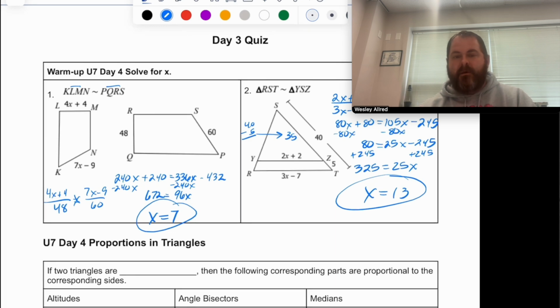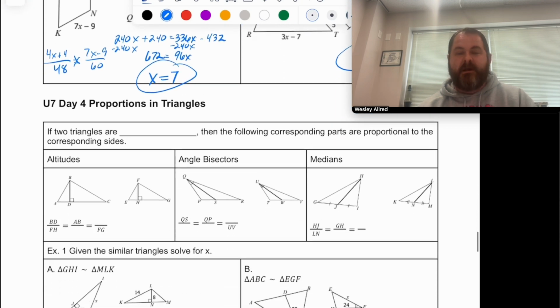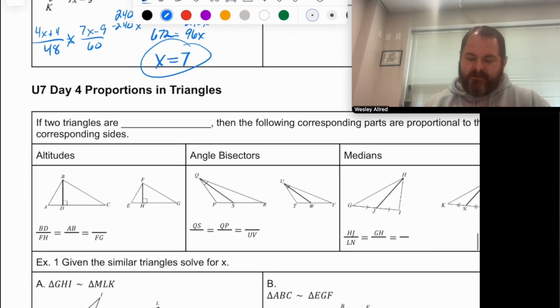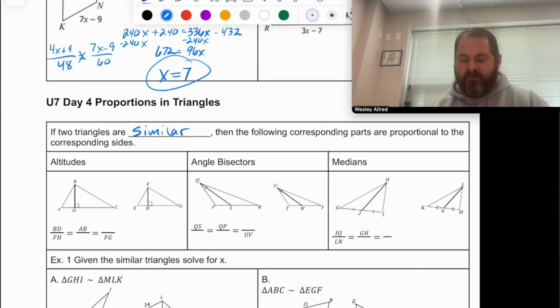So we see how we can use proportions to solve for a missing side of a triangle, but again, the established idea is that these polygons are similar to start with. Well, now we're going to look at proportions within a single triangle. So there's a lot of different angle and segment relationships that create proportional relationships within triangles. So we're going to look at that. So for starters, we do know if two triangles are similar, then the following corresponding parts are also proportional between these triangles, proportional to the corresponding sides.